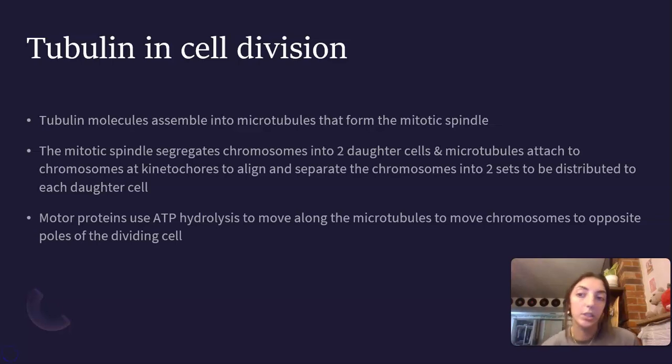Tubulin in cell division: tubulin assembles into microtubules that form the mitotic spindle. The mitotic spindle segregates chromosomes into two daughter cells, and the microtubules attach to chromosomes to align and separate the chromosomes into two sets to be distributed to each daughter cell. Motor proteins use ATP hydrolysis to move along the microtubules to move chromosomes to the opposite poles of the dividing cell. So that is how it's involved in cell division.